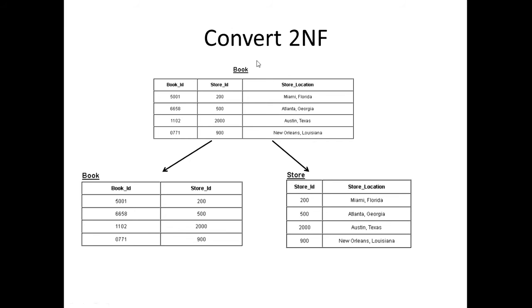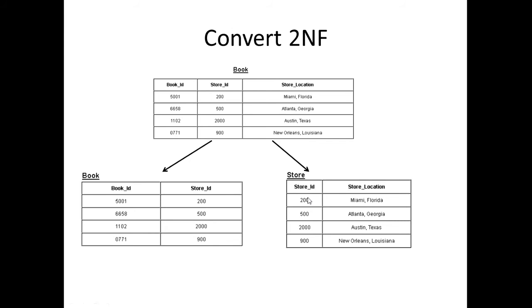All right, so we have this table here, this book table that we've seen in the previous slide: book ID, store ID, and store location. So what we have to do is break this table up into two tables. So we have one table that's called book, and then we have another table that is called store. And in this book table, we have a book ID and a store ID now. As you can see, we removed the store location. And this store location is now in this new table that we created called store.